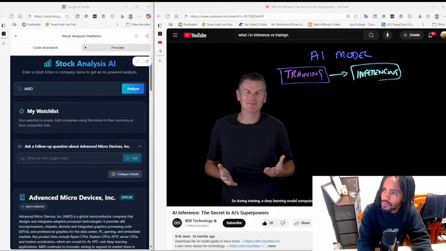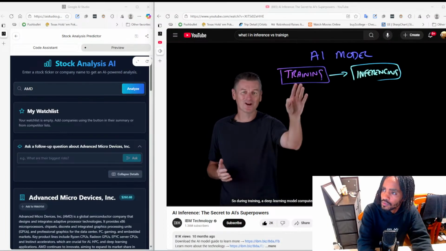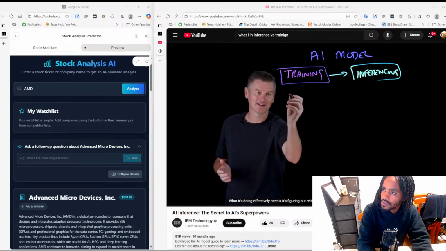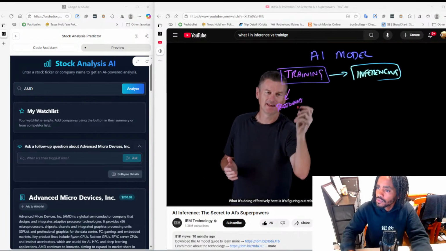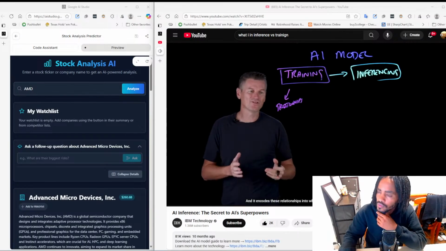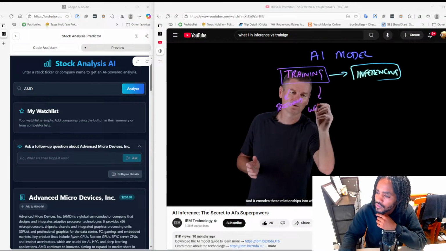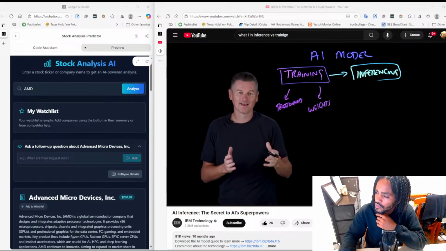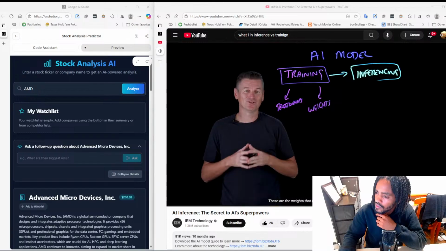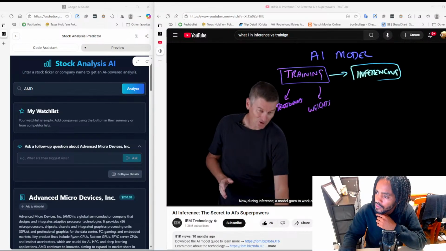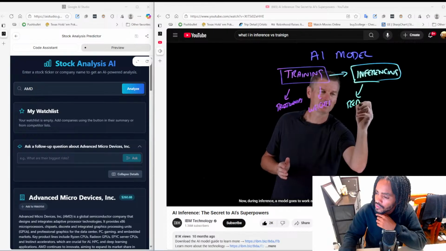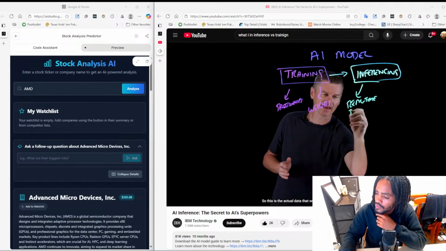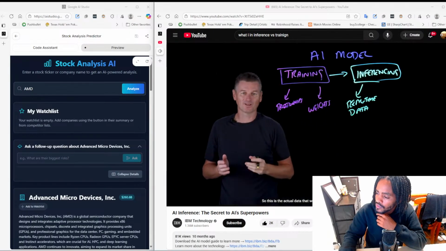So during training, a deep learning model computes how the examples in its training set are related. What it's doing effectively here is figuring out relationships between all of the data in its training set. And it encodes these relationships into what are called a series of model weights. These are the weights that connect its artificial neurons. So that's training. Now, during inference, a model goes to work on what we provide it, which is real-time data. So this is the actual data that we are inputting into the model.